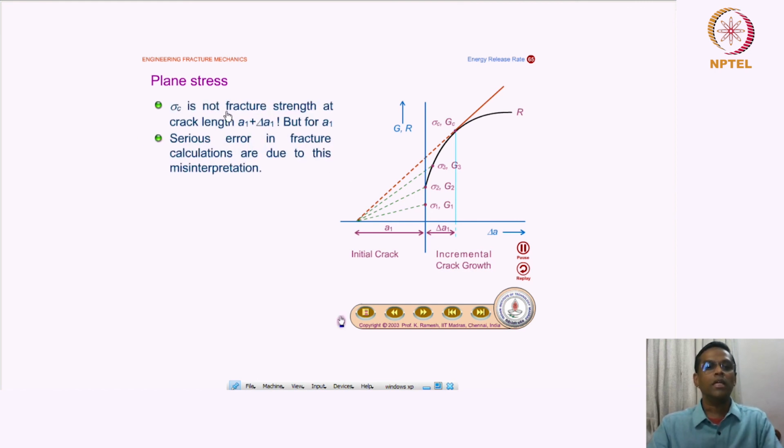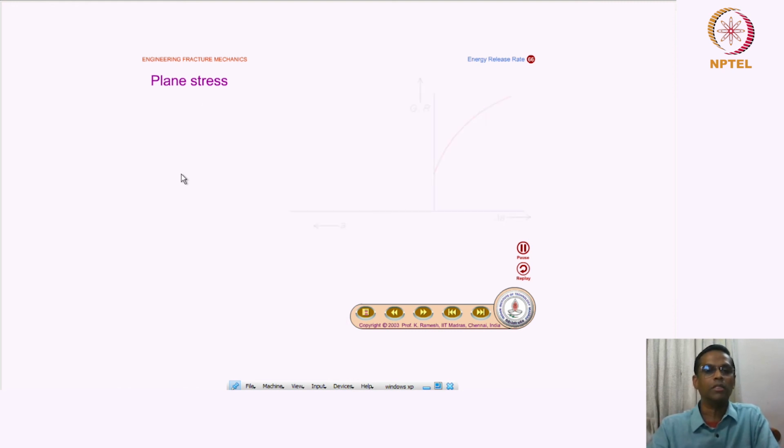Sigma C is not fracture strength at crack length A1 plus delta A1, but A1. So this is always a critical crack length, but we should not consider delta A1. So A1 remains always a critical crack length, but you should not add this. That is the caution here. This is a serious error, normally reported in the fracture mechanics calculations and misinterpretation and so on.